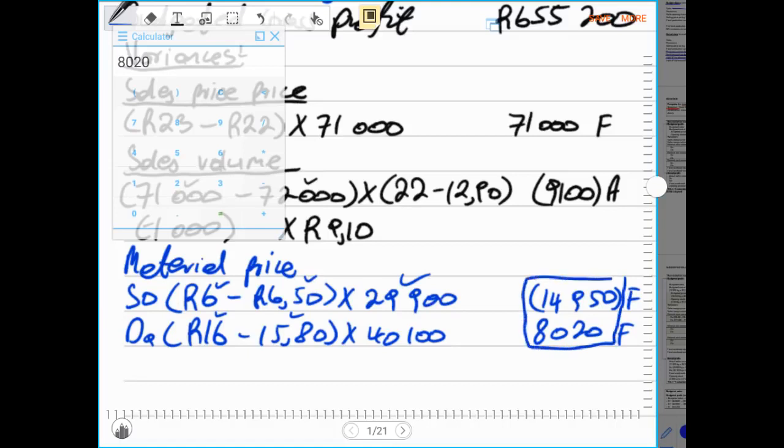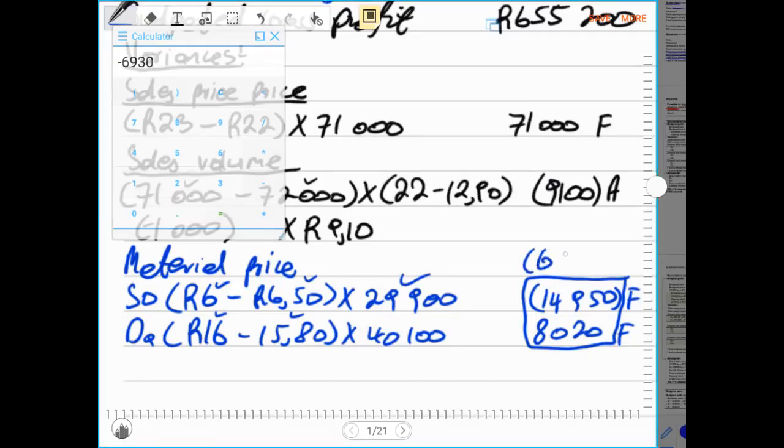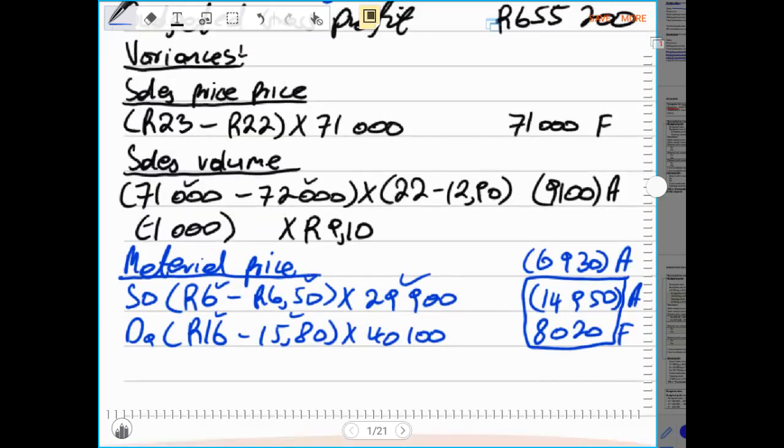Therefore, now we have to calculate the net of the two, which is 8,020 minus 14,950. This gives us the net unfavorable variance of 6,930, which is an adverse variance. So the net of the two variances is 6,930, which is adverse. That was the price of material.